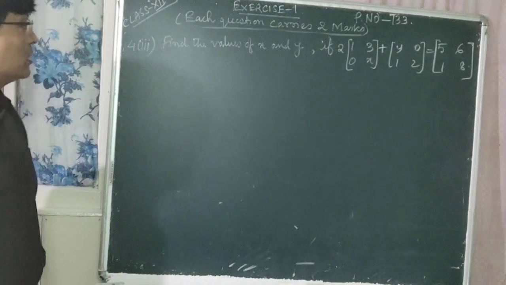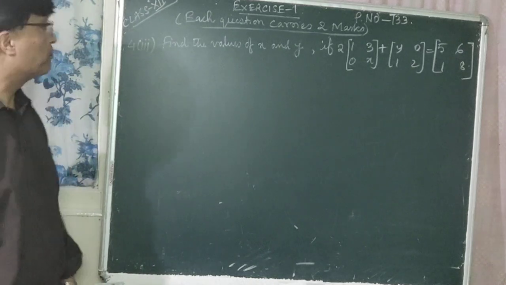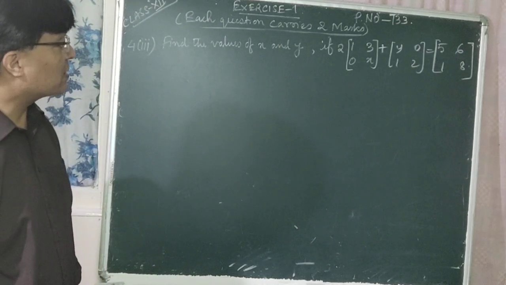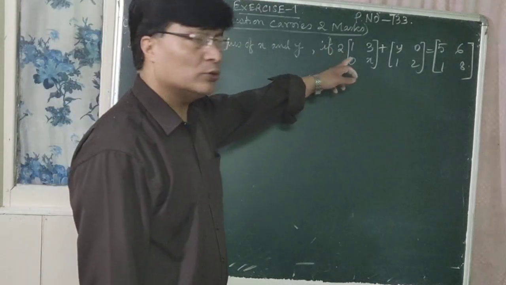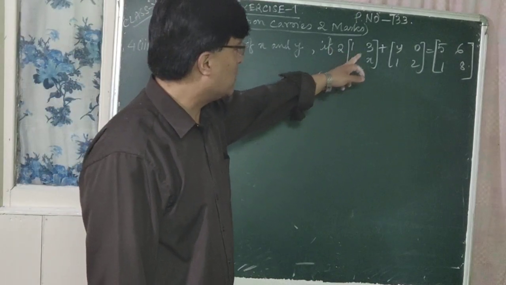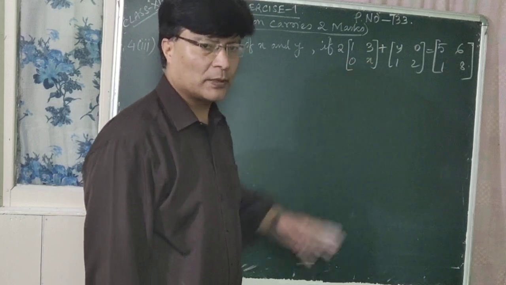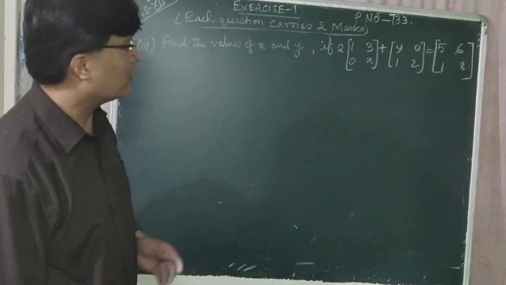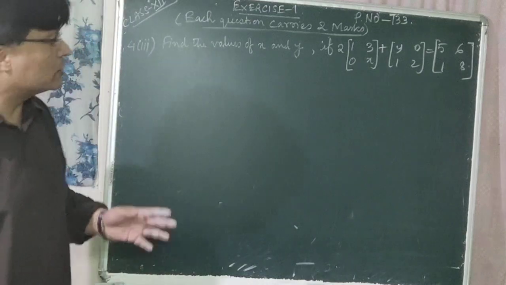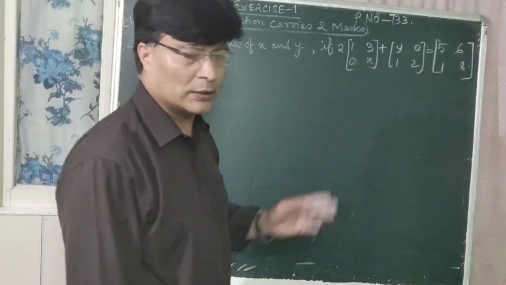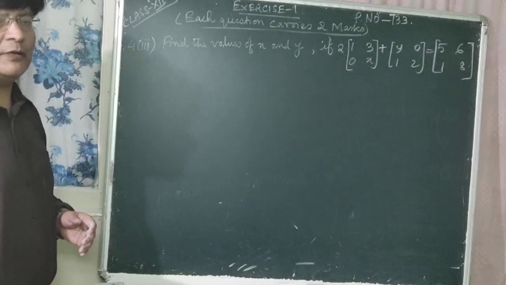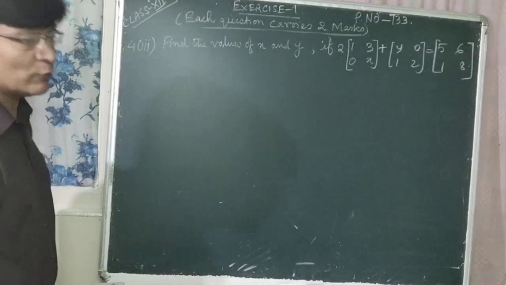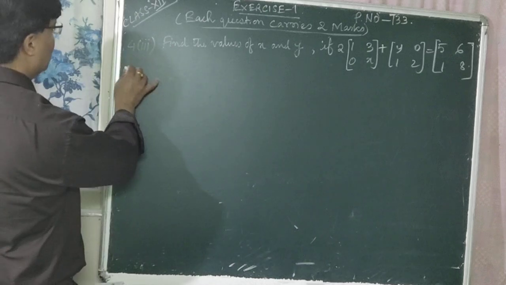Now we are doing the next question, that is number 3. Find the values of x and y if 2 into the second order matrix [1 3; 0 x] plus another second order matrix [y 0; 1 2] is equal to the right hand side matrix [5 6; 1 8]. So this is the given equation. You have to get the values of x and y. So let us do the solution now.